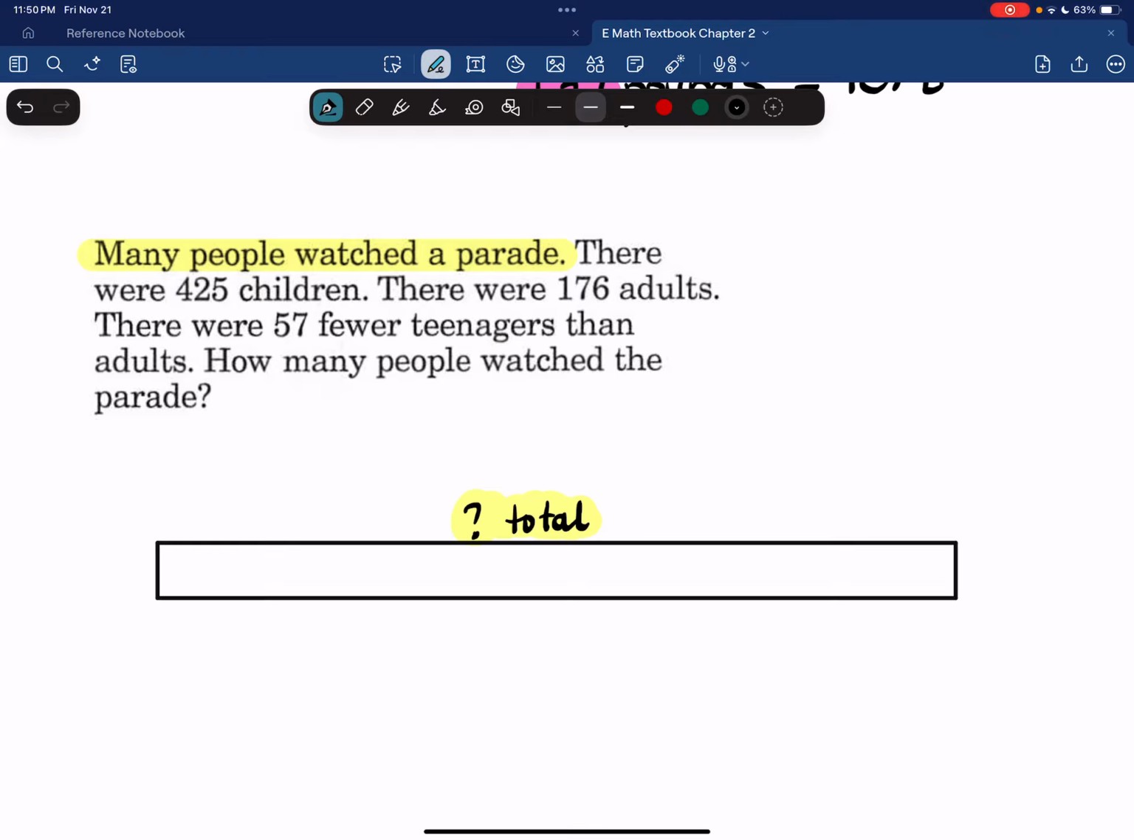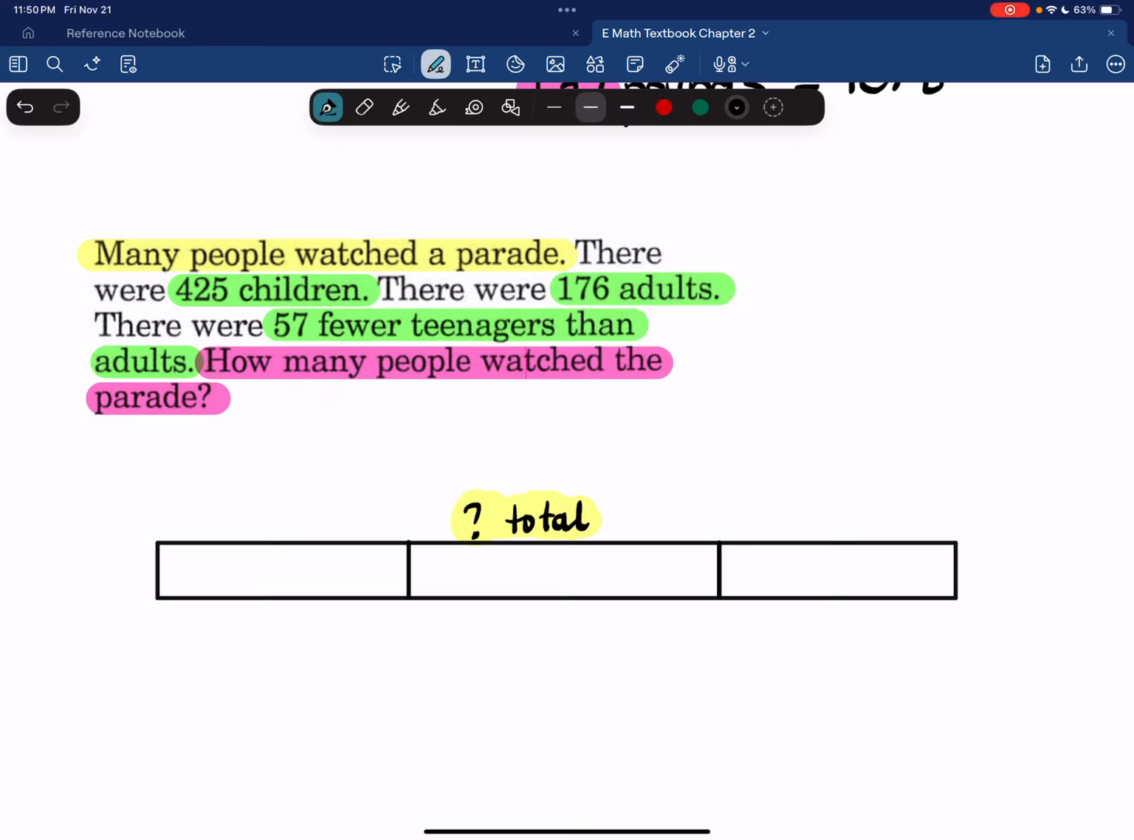We know that we have kids. We know that we have teenagers. And we know that we have adults. Let me go ahead and follow form. How many people watched the parade? That's the question. We're looking for the total. We know that there were 425 children, 176 adults, and 57 fewer teenagers than adults.